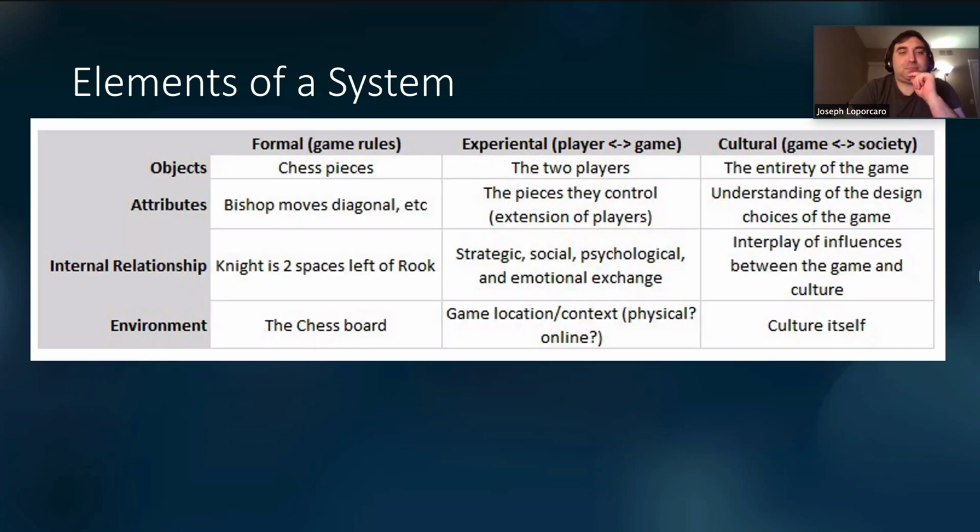This next slide is just an example of some different levels on which you can consider this system. If you look at the formal rules of a game like chess, the objects are the pieces themselves. The attributes are how the different pieces have different abilities to move. The internal relationships would be how those pieces relate to each other, what they can and cannot do to each other, and then the environment would be the chessboard. And then you can look at it on some different levels as well, between the players in the game, and then between the game and society, game and culture.